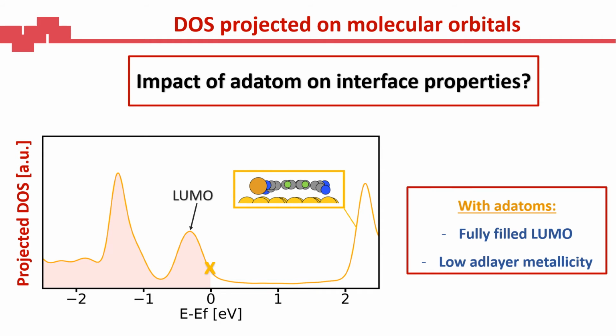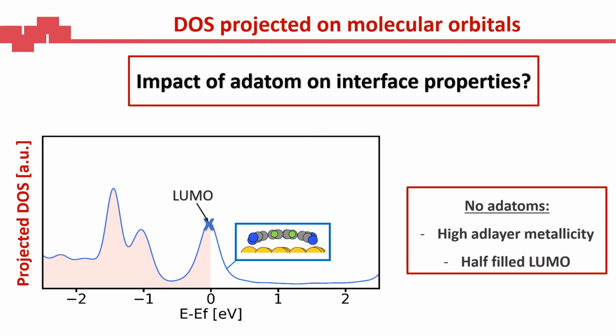And this goes hand in hand with the fact that we have a very low density of states of the ad layer at the Fermi energy, which means that the metallicity of the ad layer is rather small in that case. On the other hand, without adatoms, we find that the former F4TCNQ lowest unoccupied molecular orbital only gets half filled, and therefore also the ad layer density of states at the Fermi energy is high, which means that without adatoms, we have a high ad layer metallicity.